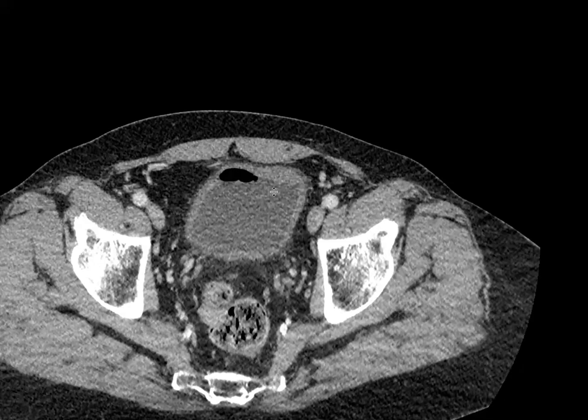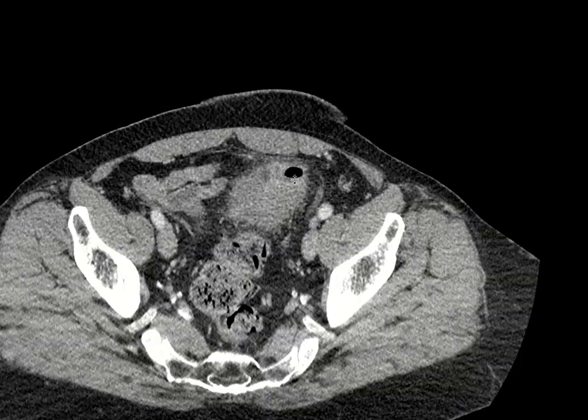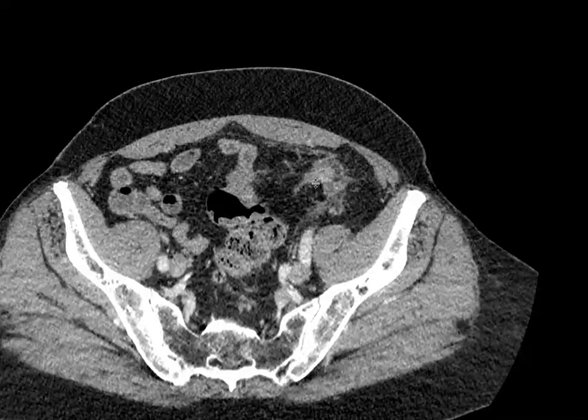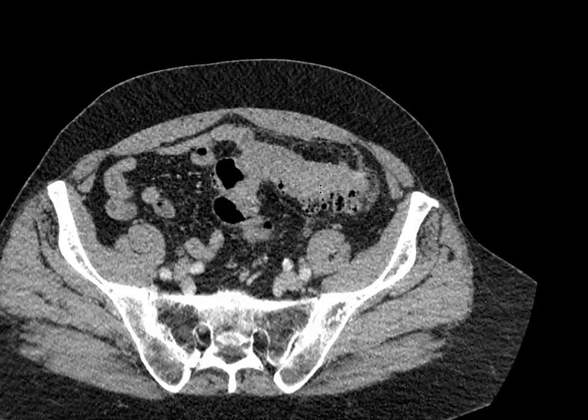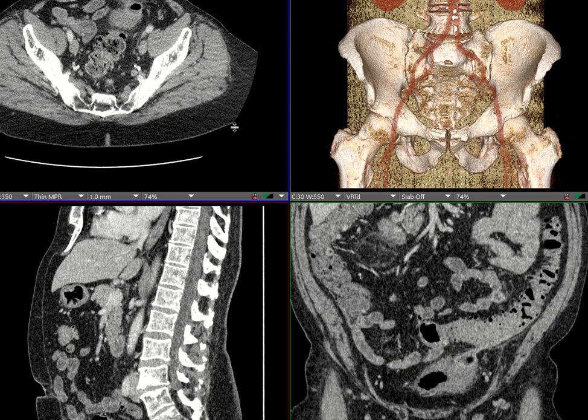But what you want to do is make sure there's no colovesical fistula, and so you look around the bladder to make sure there's no fistula. But in this particular case, we can see this fistulous tract that has developed. This can happen with multiple bouts of diverticulitis or really severe diverticulitis.